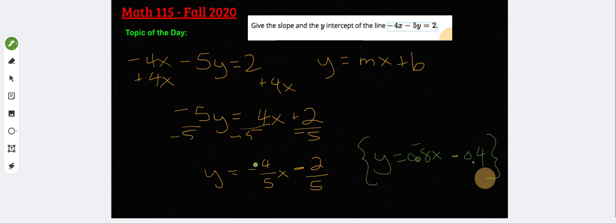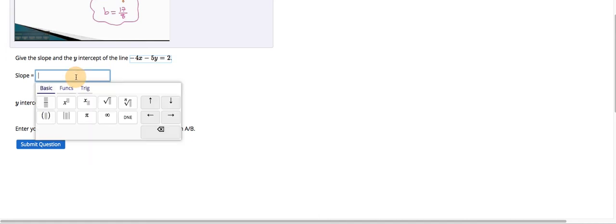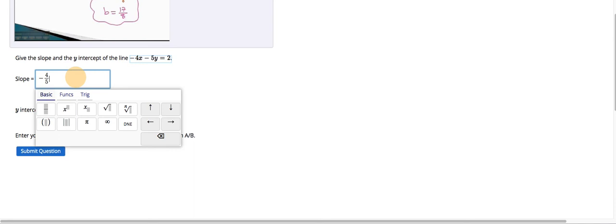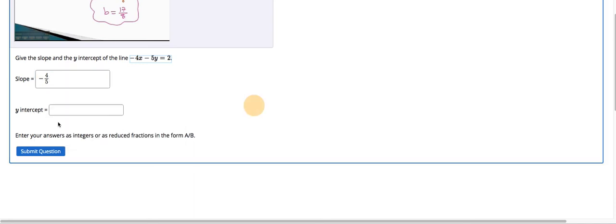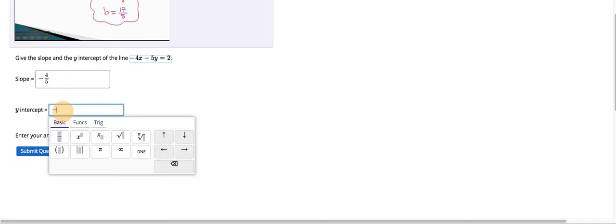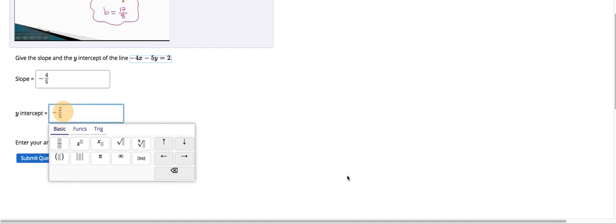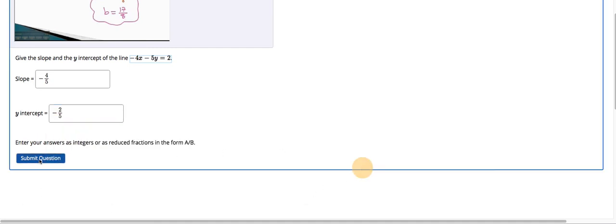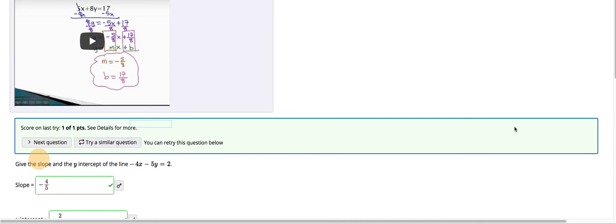So the slope is negative 4 over 5. The y-intercept is negative 2 over 5. Now bringing it back to Lumen. Slope is negative 4 over 5, and the y-intercept is a negative 2 over 5. And putting it in, again, you can turn it to decimals if you like. You don't have to. It'll take it either way. Okay, that's one way of doing this.